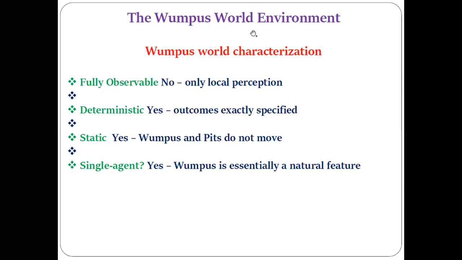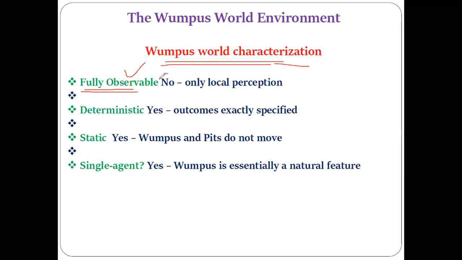Okay, a 2 marks question can be asked on the Wumpus world characterization. Okay, characteristics of the Wumpus world. In that, the first characteristic is fully observable. Is the Wumpus world environment fully observable? No. This fully observable property is no, because only the local perception is available to the AI agent. What do you mean by that?